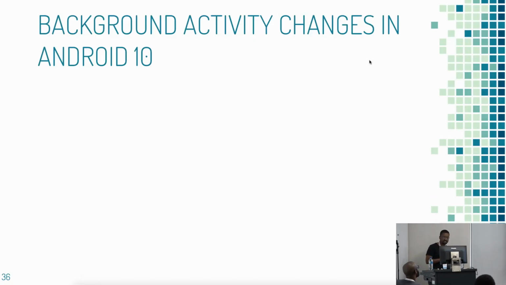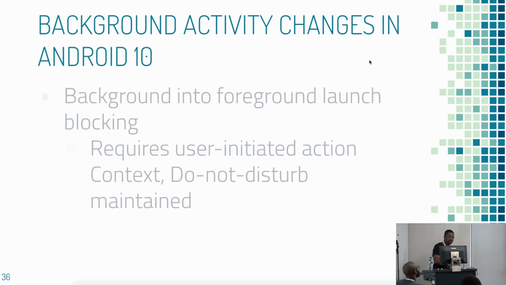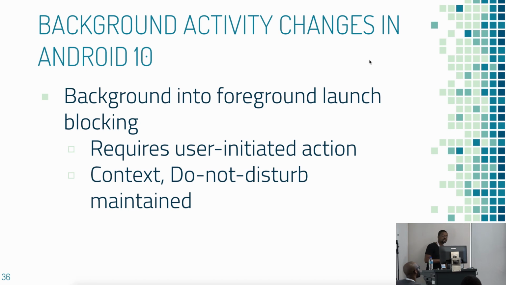Okay, so the background activity changes in Android 10. Background into foreground launching has been blocked. So you can't just launch something from the background and throw it at the user. It requires a user-initiated action, so the user actually has to click something in order for the full screen to happen. This maintains the context of the user, like you saw with the game, they're busy with the game, so they're not getting interrupted. Also, if the user has a do not disturb setting on their phone, this is respected by this action.